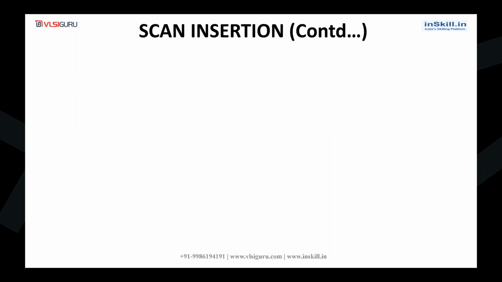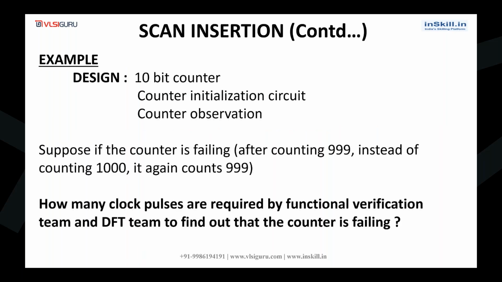So the same counter example which we saw earlier before the break. In our design, we had a 10-bit counter with a counter initialization and a counter observation circuit. Same example which we explored earlier. The counter was failing. That is, after counting 999, instead of counting 1000, it was again counting 999.